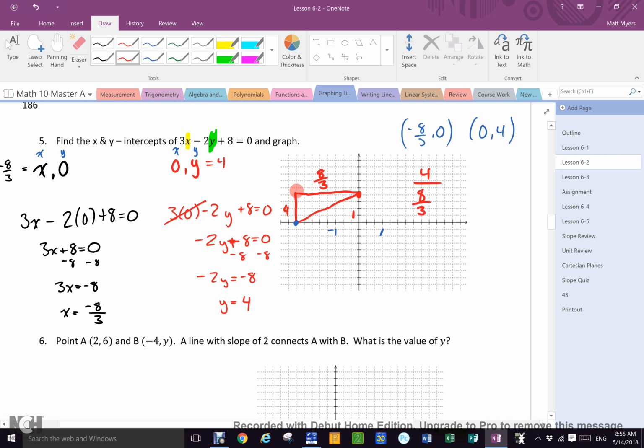Okay. You'll notice that I've drawn the triangle every single time, haven't I? If you draw the triangle every single time, is it possible to do this wrong? No, because it's rise 4 divided by run 8/3. Now you got to punch that into your calculator. It's a little difficult, but you'll know how to figure it out.